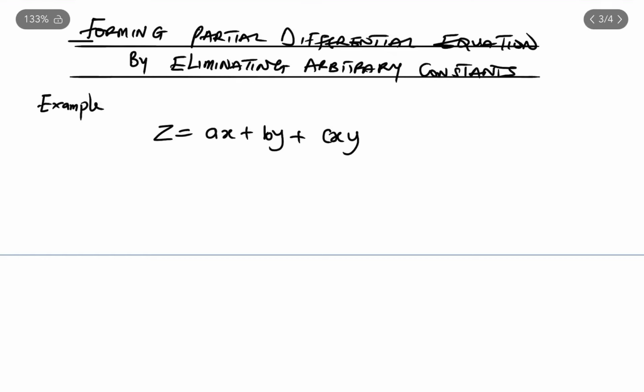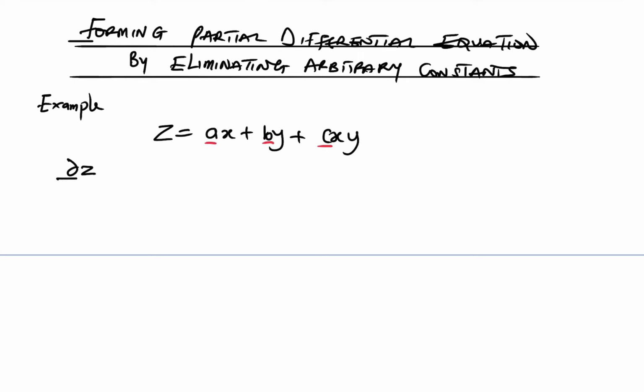So today we'll be learning how to form differential equations by eliminating arbitrary constants. In this case, the arbitrary constants here are A, B, and C. So let's do that now. First of all, we need to differentiate with respect to x and y.